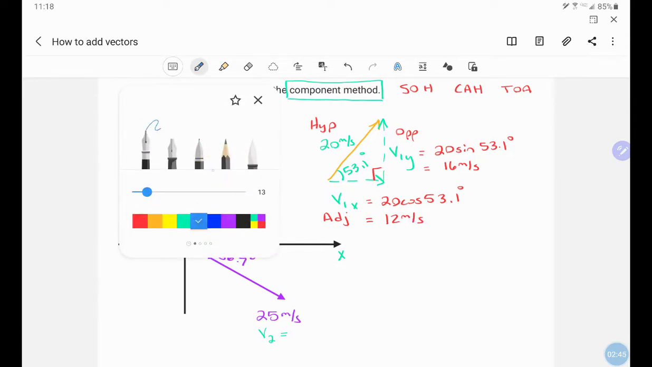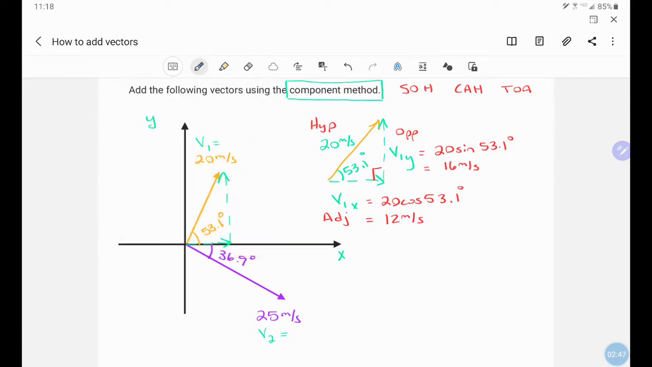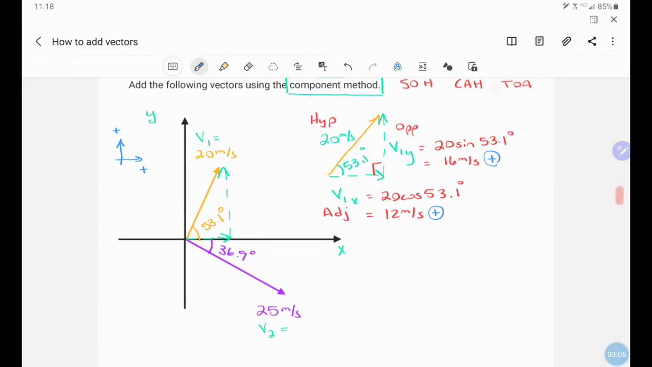All right. Always when you're adding vectors by components, guys, always double check the signs of those components. So based on our coordinate system, guys, this way is positive and this way is positive. So Vx is positive, Vy is positive. Okay, that will come in handy in a moment. Let's look at our second vector.